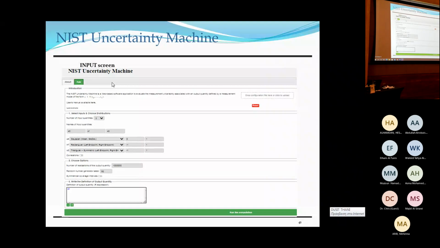Error. Output expression doesn't... Oh, is it this? So the formula is probably not correct. Ah, we have to enter the formula here. Yes. Okay, so you have to use the variables that you defined, the actual names of the variables, to use them in a mathematical expression there. Okay? Thank you so much.